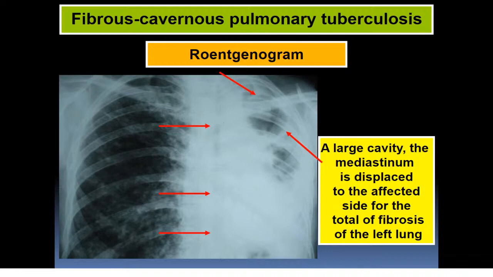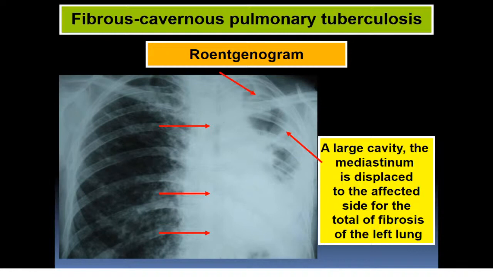On this X-ray, we can see all signs of fibrous cavernous TB also. Polycavinous in the left lung. Mediastinum is displaced to the affected side as a result of total fibrosis of the left lung. And in the right lung, we can see many focal shadows. This is bronchogenous dissemination. Also, on this X-ray, we can see additional signs of fibrosis.